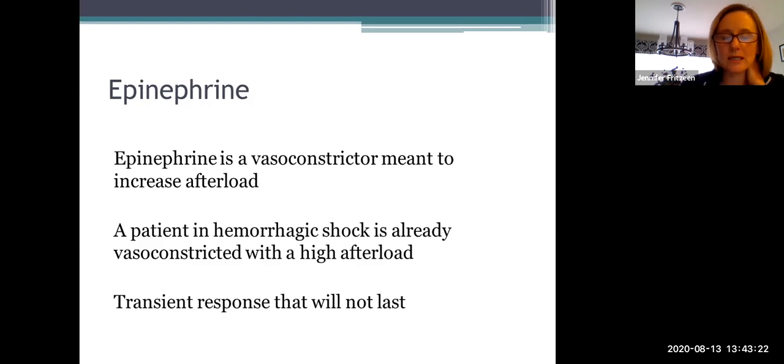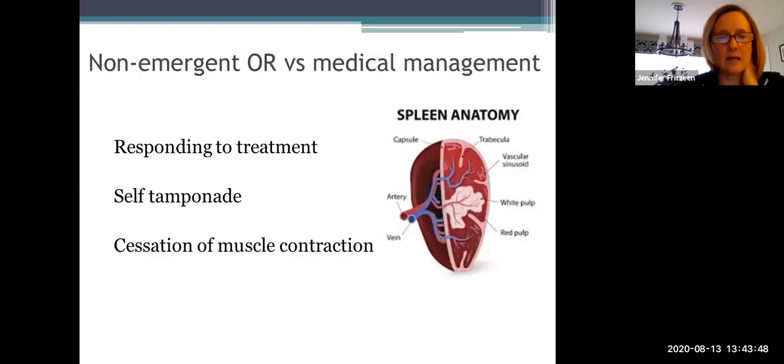Now, what we do see is that we give that code dose of epi, and we have a very transient response that lasts anywhere from 30 seconds to about 2 minutes. Basically, epi hits the vessels, and it does give them a little bit of squeeze, but because the vessels are already so vasoconstricted, they can't maintain that extra oomph that epi gives. And so we quickly see a response and then quickly see them decompensating again.